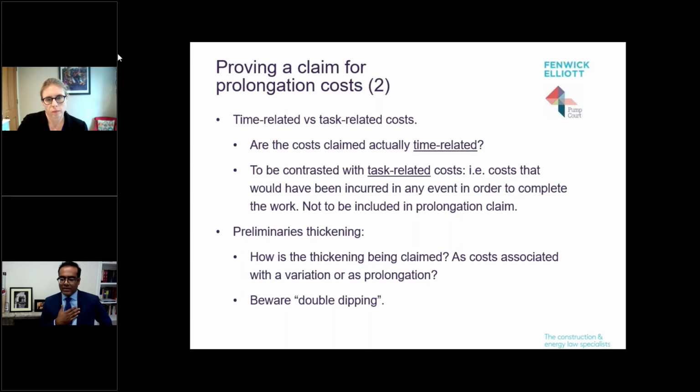in my opinion, it is more sensible to claim the thickened preliminaries as part of a variations claim or series of variations claims, rather than lumping them all in with prolongation costs. And that's just because you're then being more specific. And the link between the employer risk event and the cost is clearer. Second point, don't double count them. If you're going to include this sort of human resource in a variations claim, be clear that you're not also including it as part of your prolongation costs.